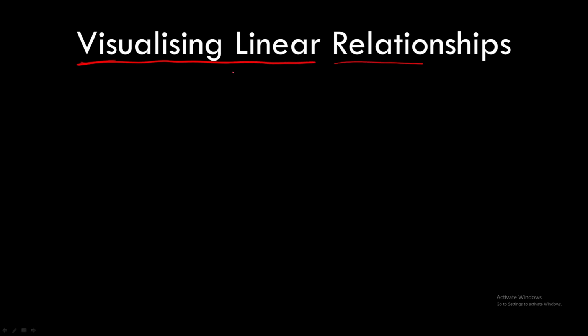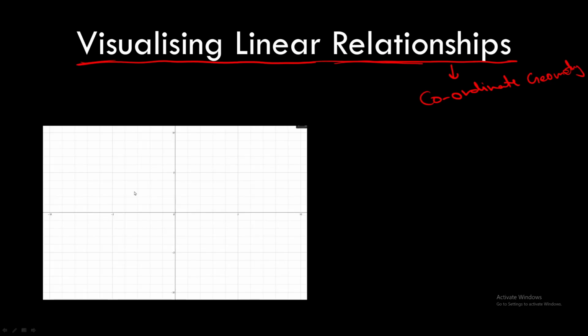Visualizing linear relationships. So for this we will need coordinate geometry. So how can we visualize it? We can visualize it on a graph. So this is the graph. So a general formula is given, y is equal to x, or anything here which includes x. What are x and y? X and y are the coordinates which are provided.